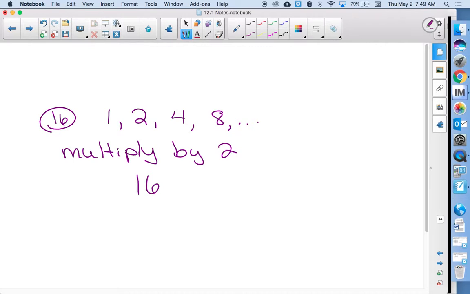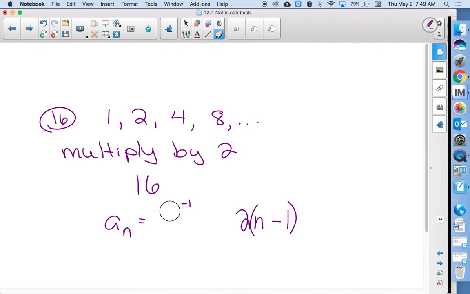Julian? 2 times n minus 1. He said 2 and then to the n minus 1, or did you say 2 times (n minus 1), like that? No, there are parentheses around the n minus 1. Okay, parentheses like that. So when you're looking at these problems, you have to write something down with an n, and then you have to test to see, does it work.